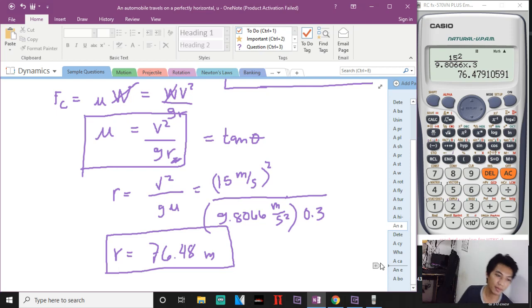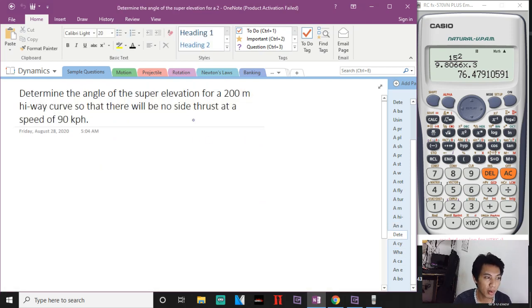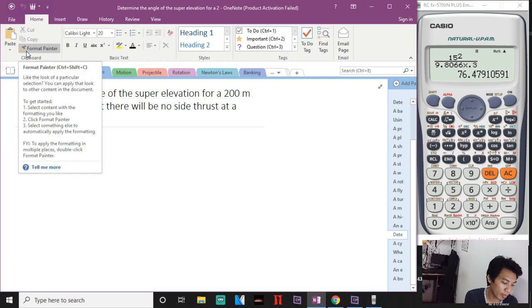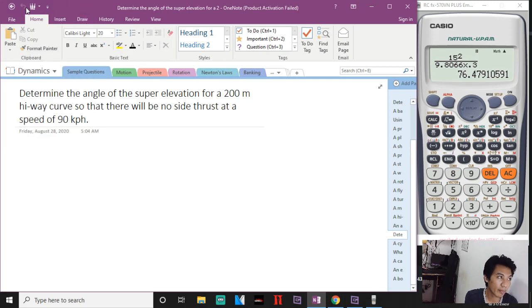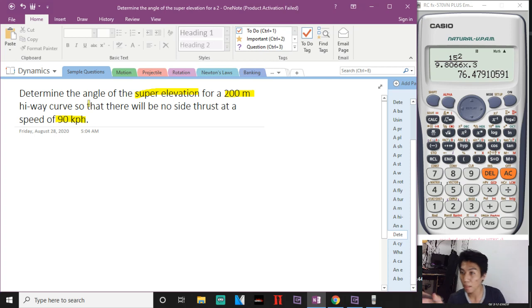We will have to go with the other problem. Now, ito naman hinahanap yung angle. Okay? Determine the angle of super elevation. Okay? Theta na hinahanap. For a 200 meter highway curve, so that there will be no side thrust. Sabihin, yung paghatak, papalabas, skidding. Okay? Speed of 90 kilometers per hour.